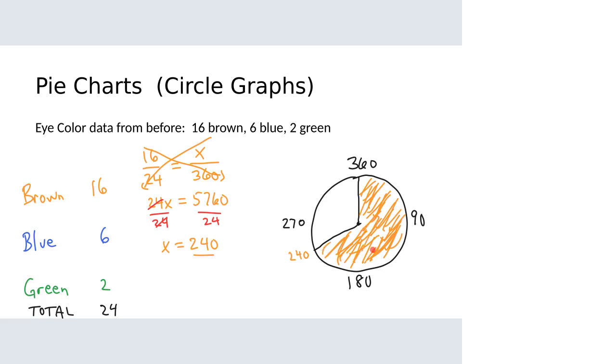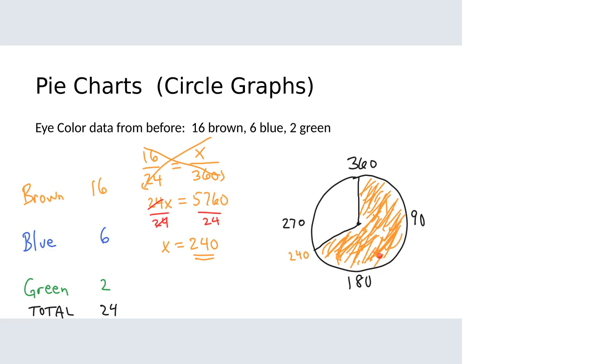Let me know if you have any questions on anything we've done so far. 16 out of 24 students had brown eyes, so we set up a proportion. 16 out of 24 is how many out of 360? Solve that proportion to find out that 240 degrees need to go to brown, and that's what I've done in my picture over here. I've given 240 degrees to brown.